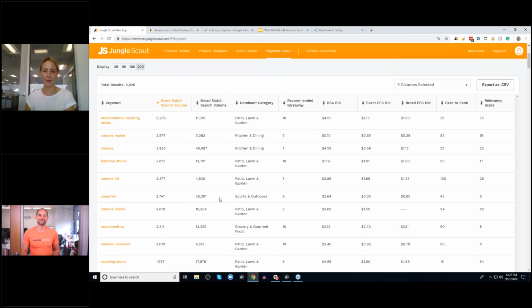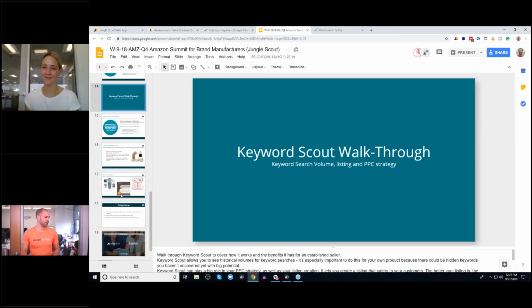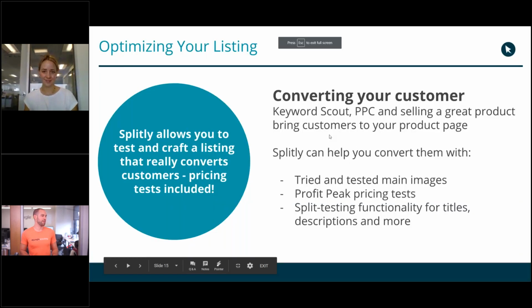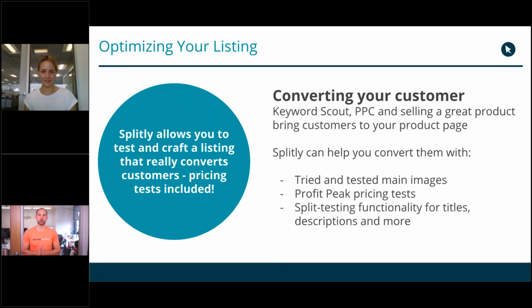Okay, got it. I'll let you keep going if you want. Cool. All right. So we're going to talk about one last topic before we wrap it up, and this is optimizing our listing. We already spoke a little bit about using keywords to help optimize your listing, and that's going to help you show up better in the search results. That's going to help you get more sales as a result.